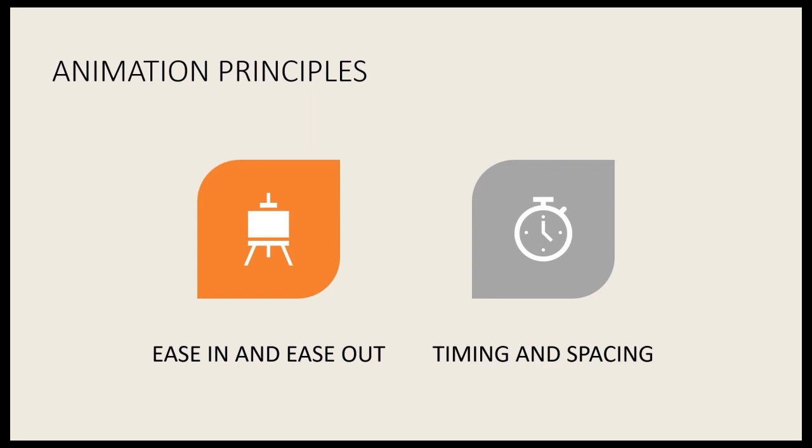These principles kind of go hand in hand, but basically it's just the positioning. Ease in, ease out is how quick something moves when it starts moving versus when it ends movement. Timing and spacing, as it says, is basically the spacing of the image as well as the timing of the animation.